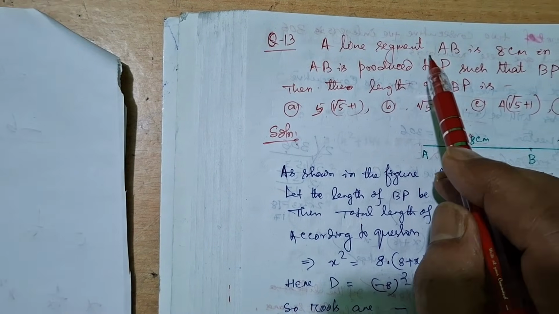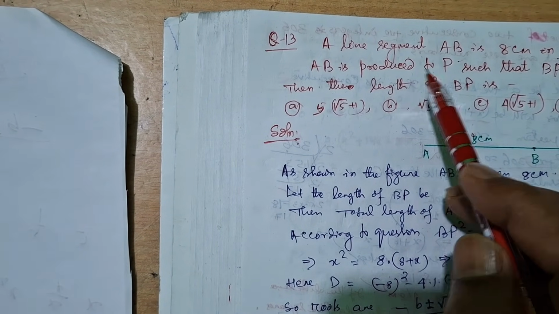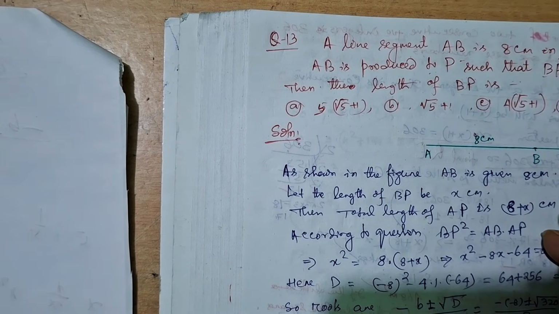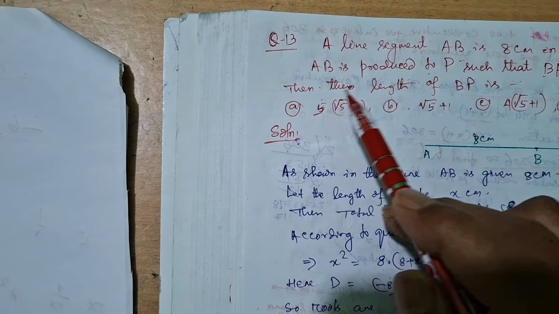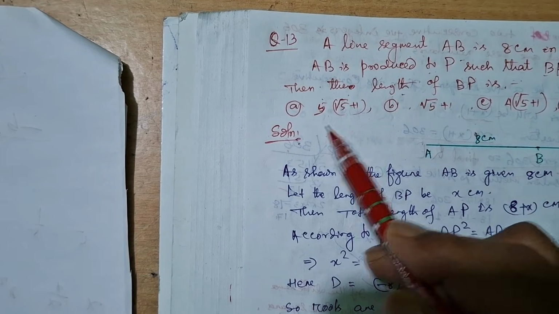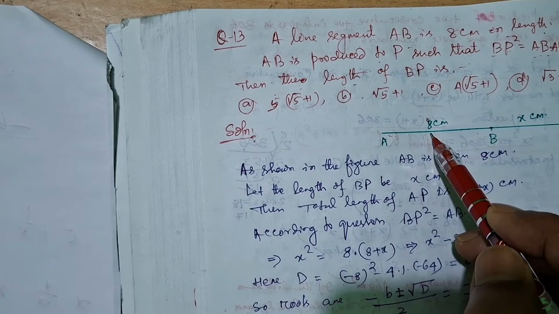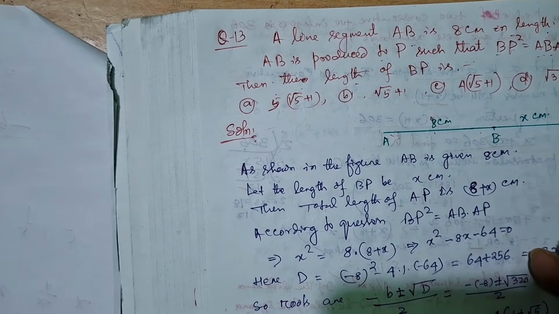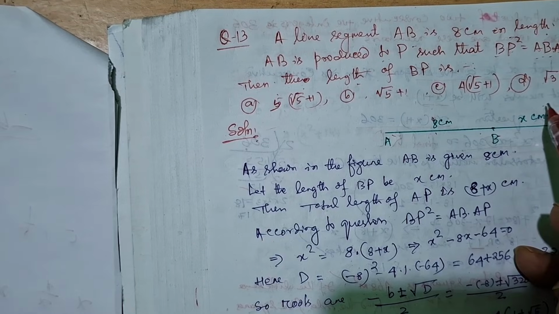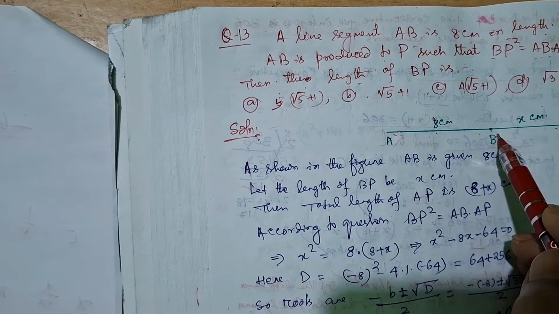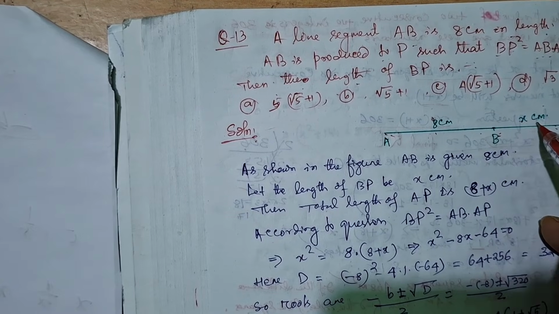A line segment AB is 8 cm in length. AB is produced to P such that BP square is equal to AB into AP. Then the length of BP is, a short question. Suppose AB is 8 cm, and BP square is equal to AB into AP. Let the length of BP be x.